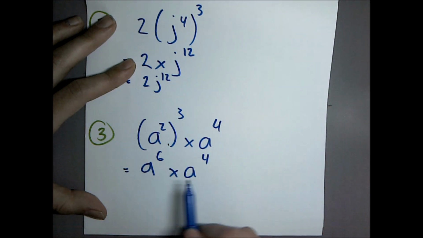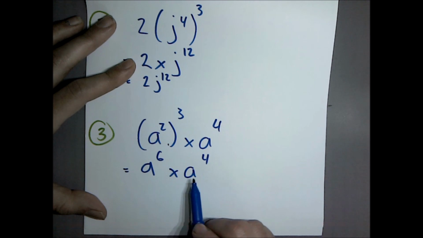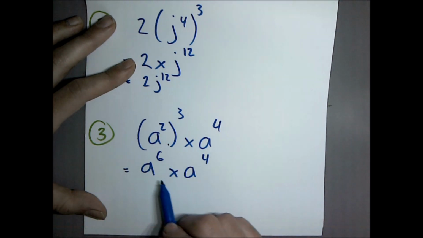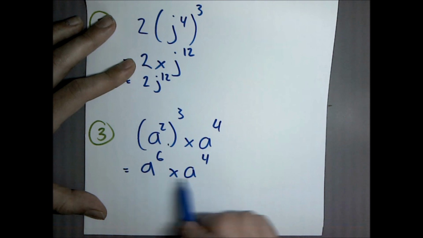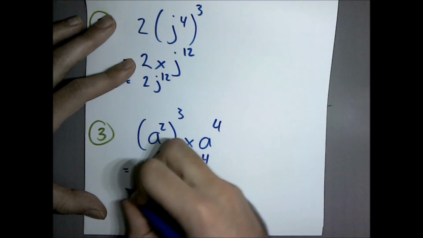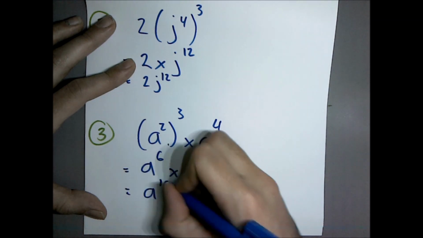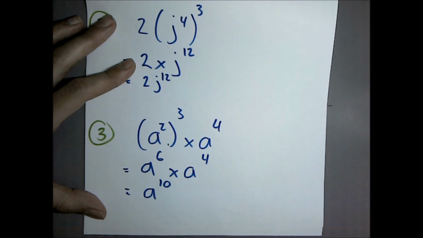Now for this one we've got the base is the same for the two of these, so we need to go back to using index law 1. When you're multiplying two bases that are the same, you add the powers. So this is going to end up being a to the power of 10, and that's the fully simplified version.